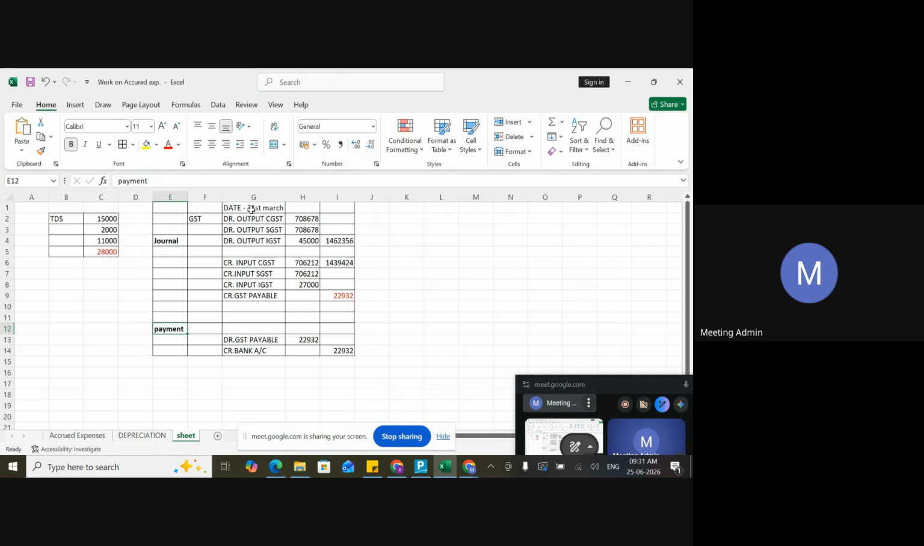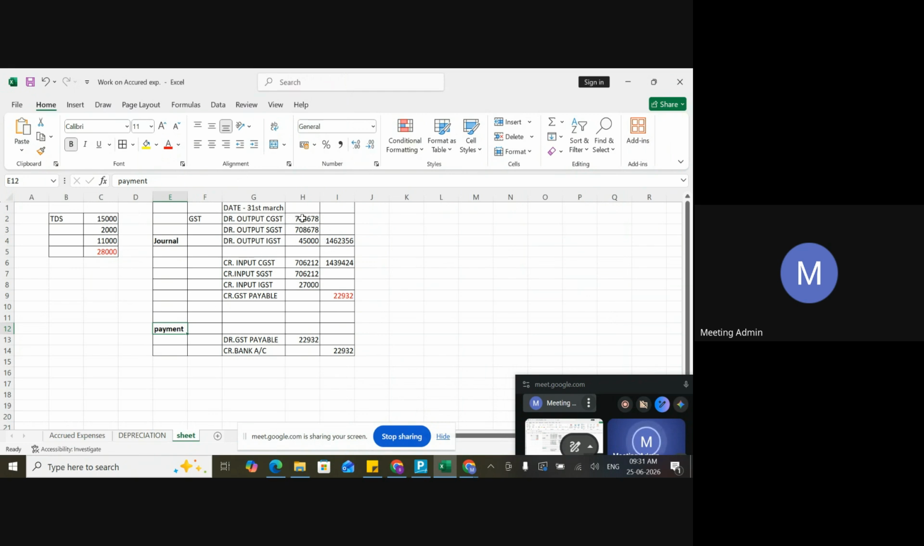Okay. So on 31st March, first you have to add these three: output CGST, output SGST, output IGST. You have to add these three here. I'm not telling you to do it here only. You can do it in your sheet or in a calculator, no issues. But you need to add this. So I made this Excel sheet so that you won't get any confusion about how ma'am is calculating all these things. I made it clear for you.